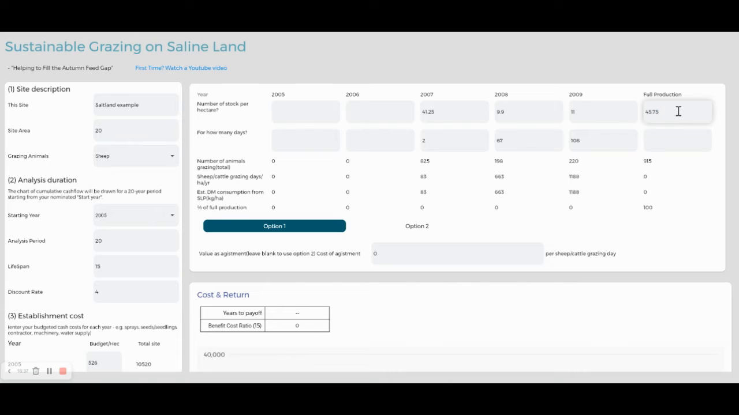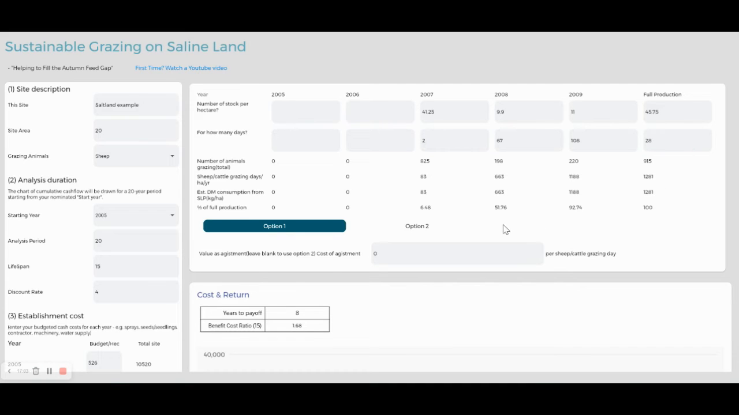In 2010 they had just short of 46 sheep to the hectare for about a month, 28 days. So that grazed the area with 900 sheep and achieved just a little over 1,200 grazing days per hectare.